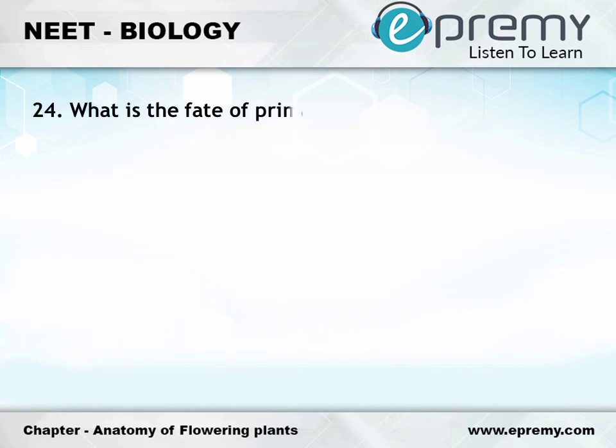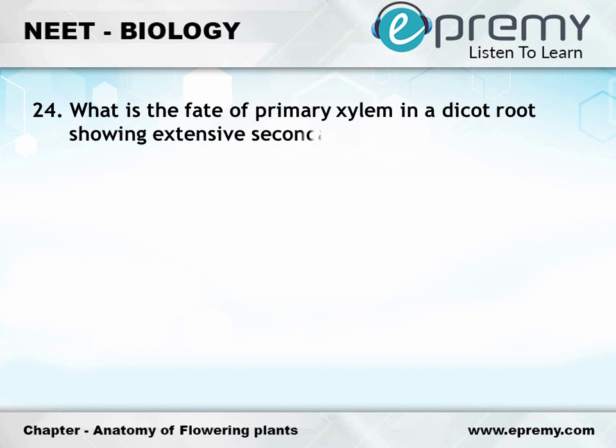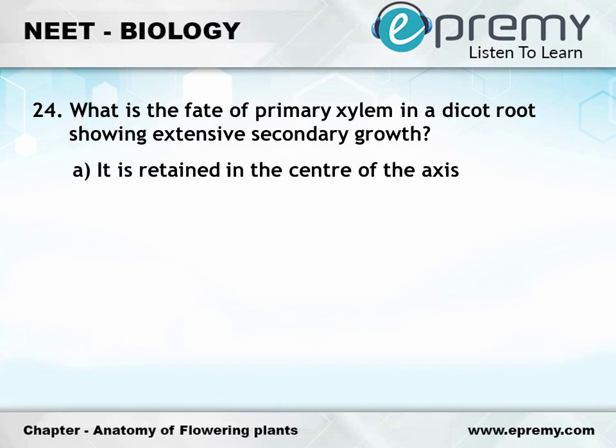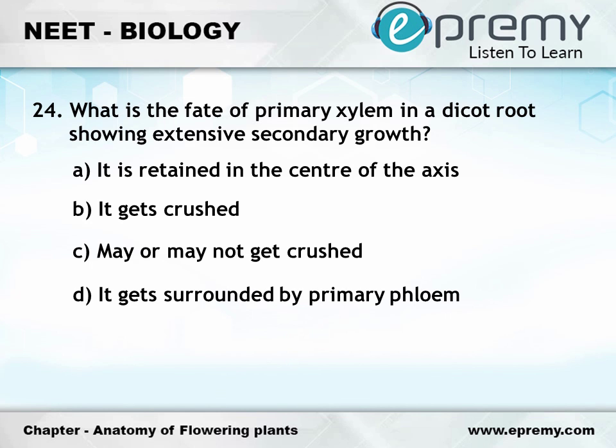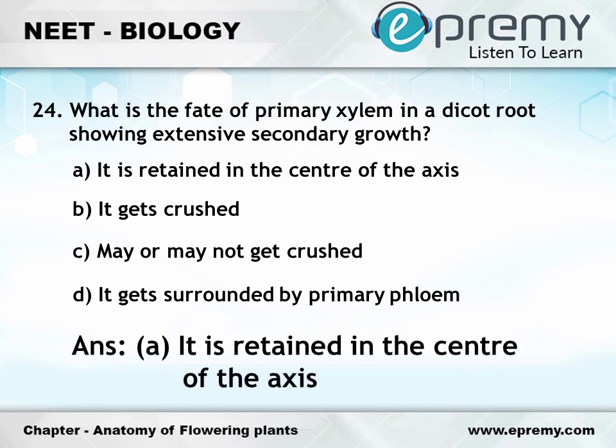Question number 24. What is the fate of primary xylem in a dicot root showing extensive secondary growth? Option A, it is retained in the center of the axis. Option B, it gets crushed. Option C, may or may not get crushed. Option D, it gets surrounded by primary phloem. And the answer is option A, it is retained in the center of the axis.